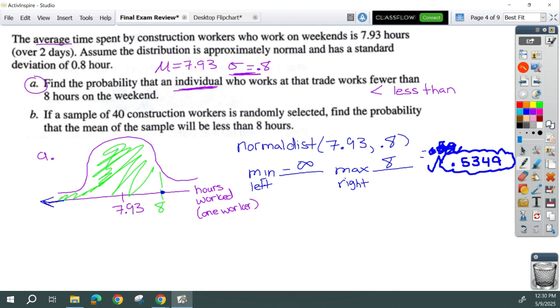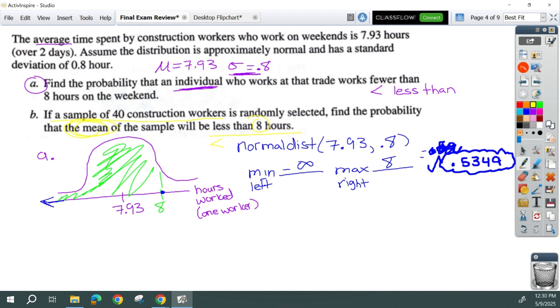So now let's look at what is the difference when I am looking at part B. Well, this says we take a sample of 40 construction workers. When we take that sample, we want to know what's the probability that the mean of that sample is less than 8 hours. So we're still talking about less than 8 hours. But now we're not just talking about one construction worker.